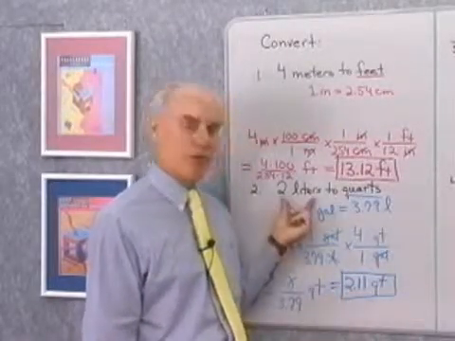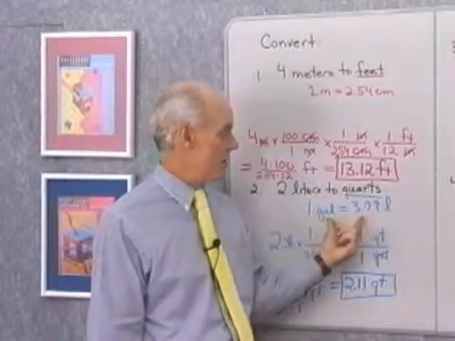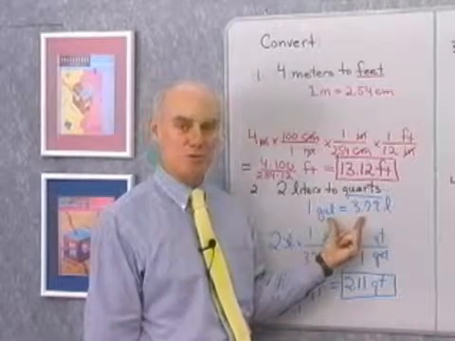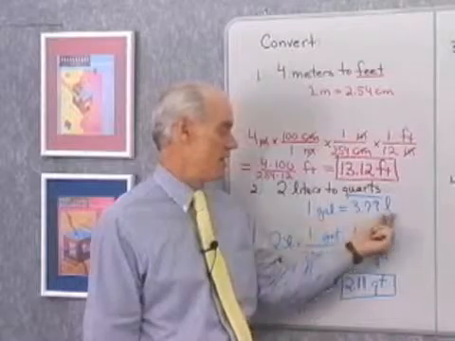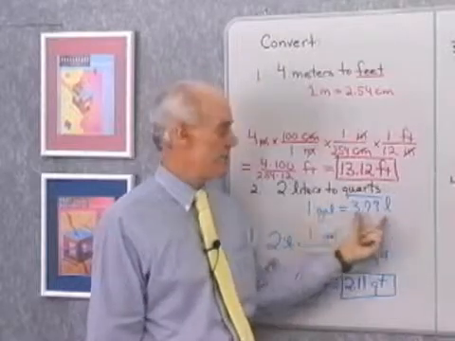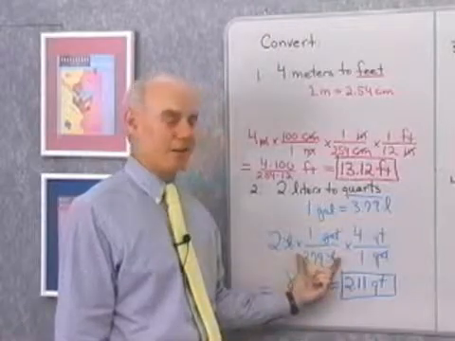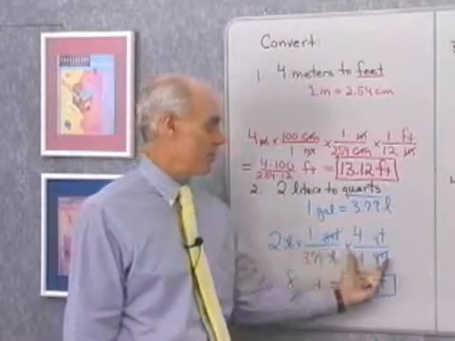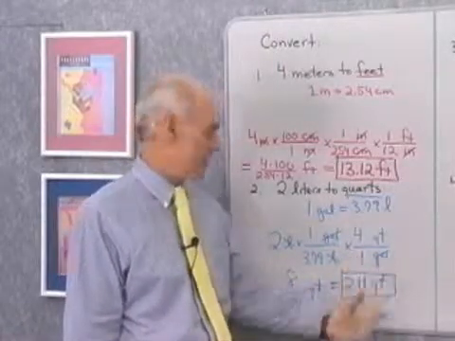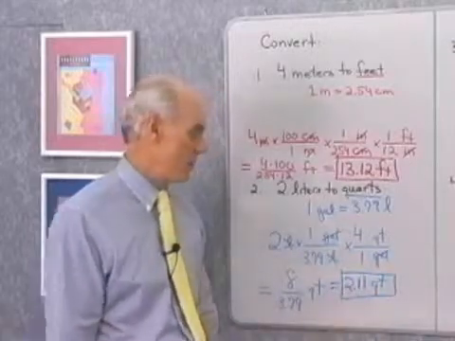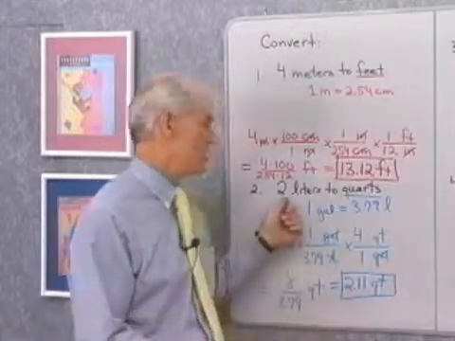So in this case, I start with liters, I want to end up with quarts. Here's the conversion factor I have that goes between the two systems, between gallons and liters. Gallons in the U.S. system, liters in the metric system. I start with liters and I go right to gallons. Then once I've got gallons, I want to go to quarts. I multiply by this conversion factor. I end up with 2.11 for the number of quarts in 2 liters.